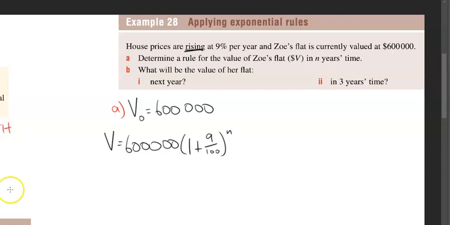And then with this rule, what will the value of the flat be next year? So we're going to find the value V when n equals 1. Now, if you want to be technical, we're technically finding V of 1 because the value after the first year should be subscript 1. Okay, if we're finding it after 10 years, it'll be V subscript 10. So we're finding V1 when n is equal to 1.